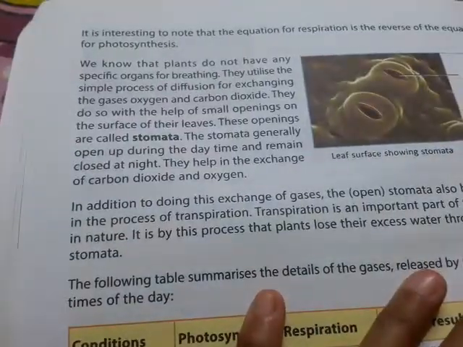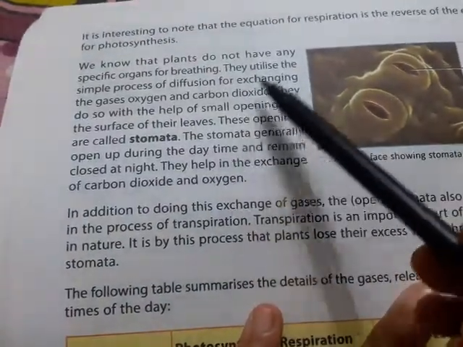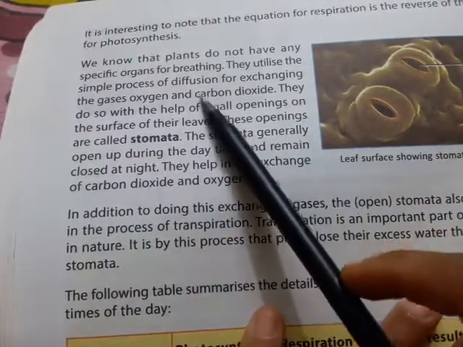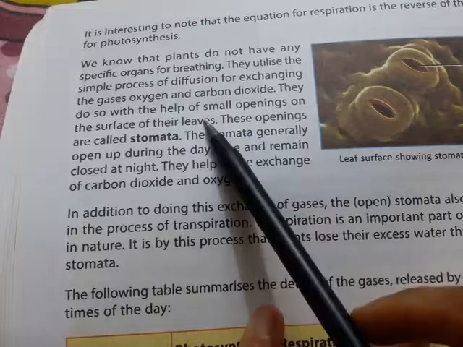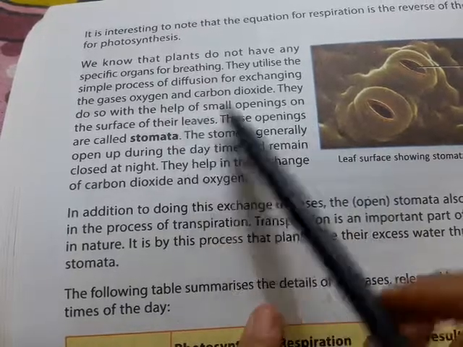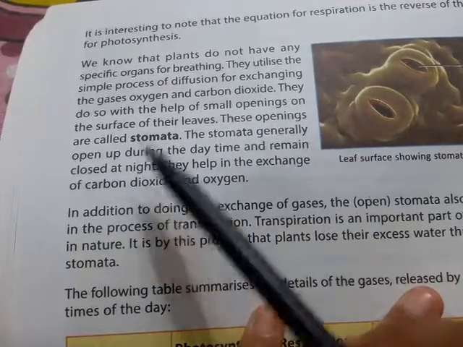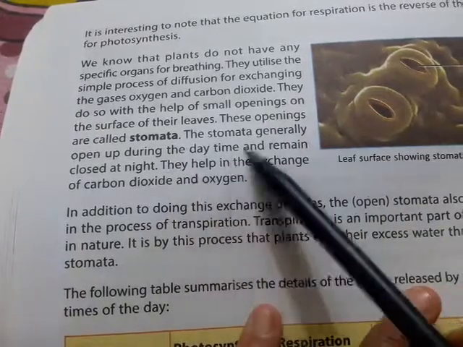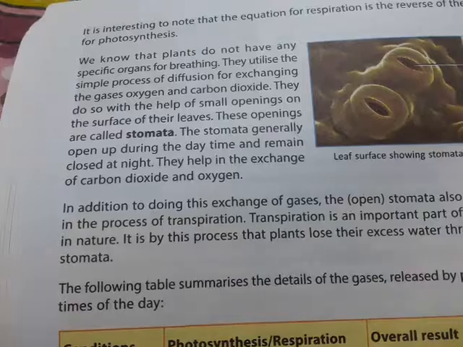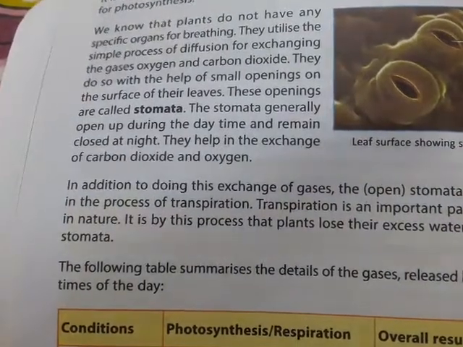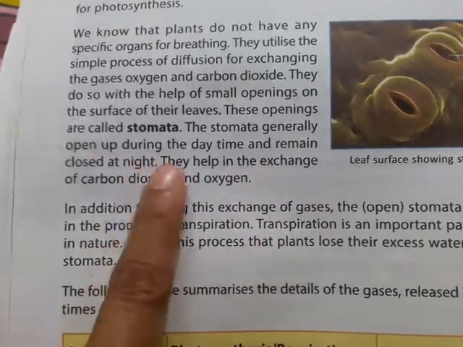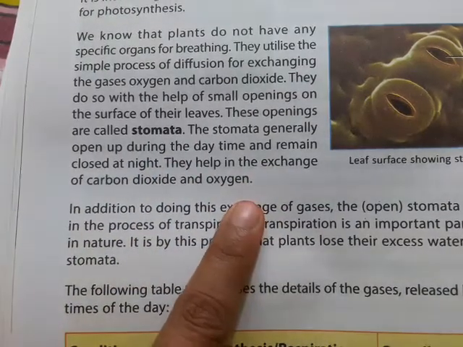Okay, now what happens? Plants do not have specific organs for breathing. They utilize the simple process of diffusion for exchanging gases, oxygen and carbon dioxide. They do this with the help of small openings on the surface of their leaves. These openings are called stomata. Stomata are generally open during the daytime. Listen very carefully. Stomata are generally open during daytime and remain closed at night.